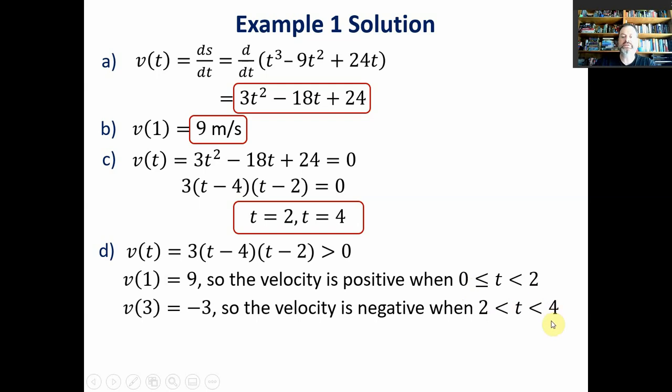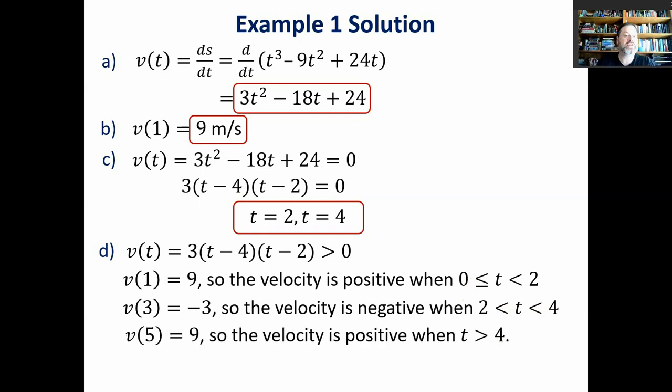And these endpoints are 0, so these are both just less than. So the particle moves forward for a while, and then it turns around and starts moving backward. And then we plug in just another point, just anything bigger than 4, right? You want to plug in points from the various intervals.